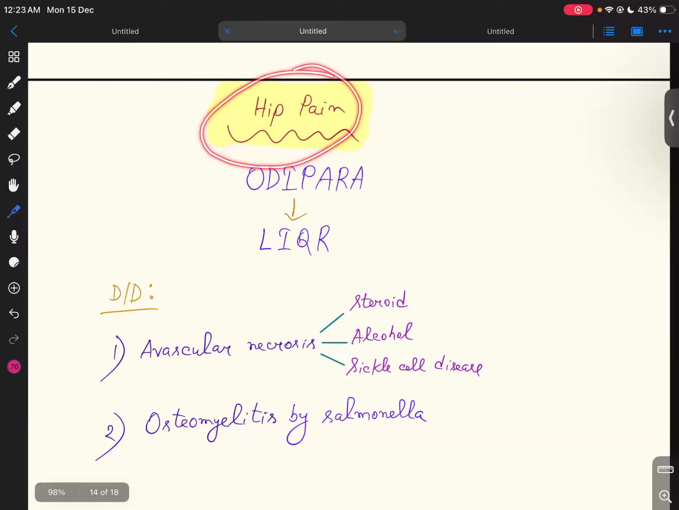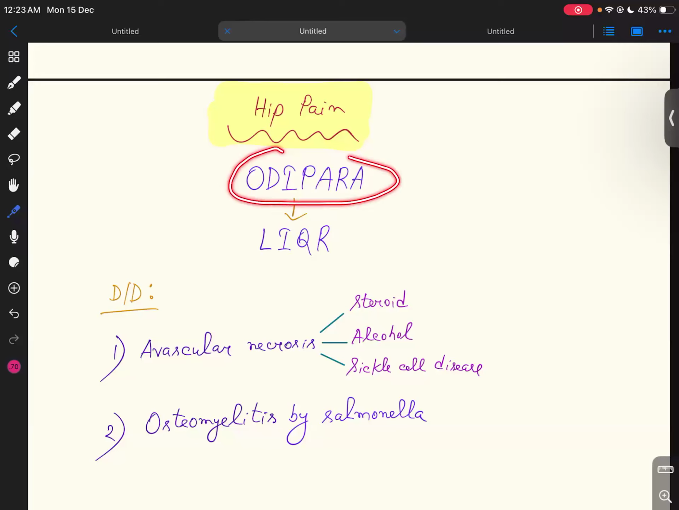This is also a double step prompt. For any hip pain, first you have to localize the site of the pain, then analyze the symptom using the mnemonic ODPARA, then LACOR. Then for the PACES exam, these are the two important differential diagnoses that have come up to now.